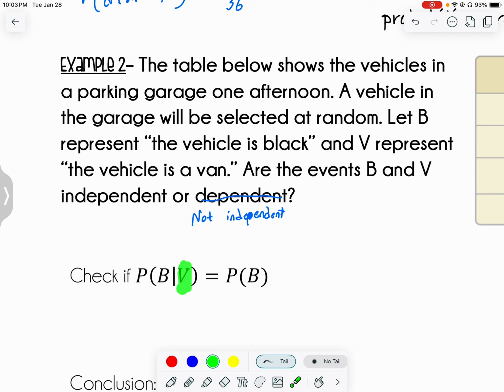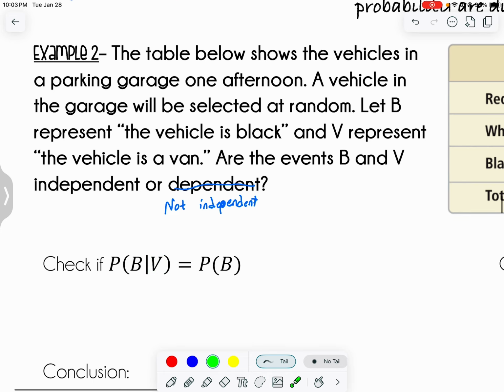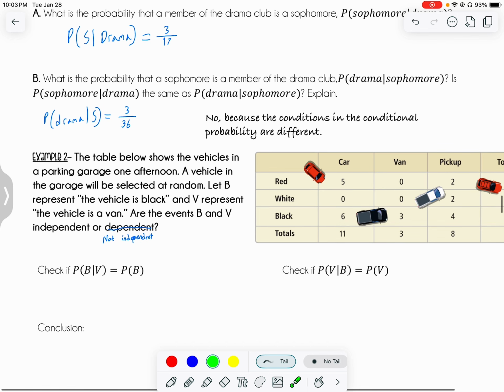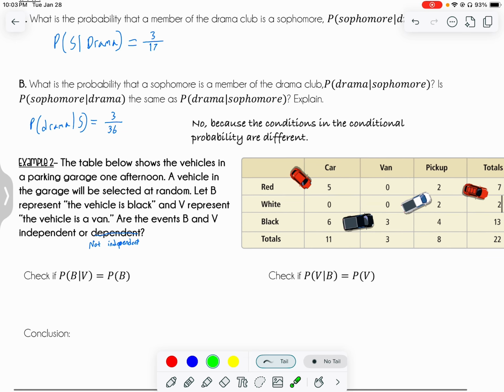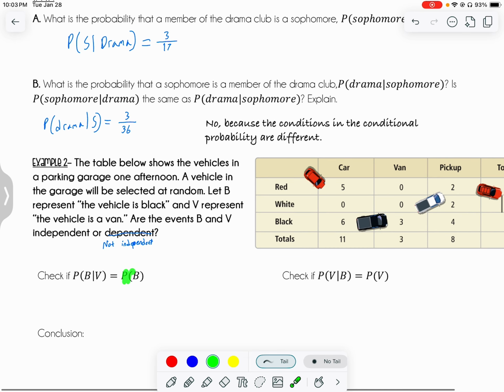Now, if being a van doesn't influence the color, then these probabilities should be the same. If knowing that it's a van does change the probability of it being a black vehicle, that means that this is not independent, that they do have some sort of relationship, in the same way that you would not be independent from your parents just yet. All right, so let's take a look at the event B.